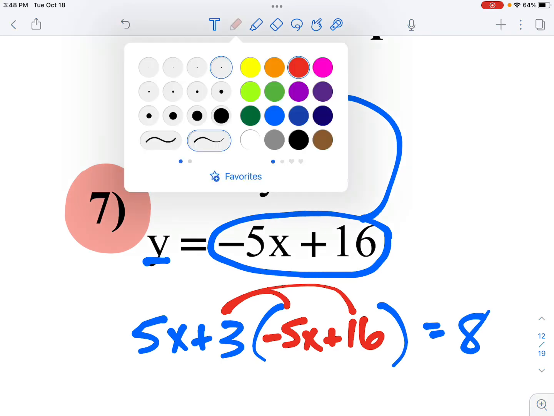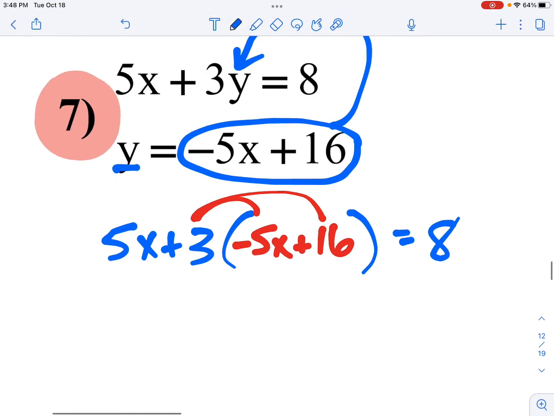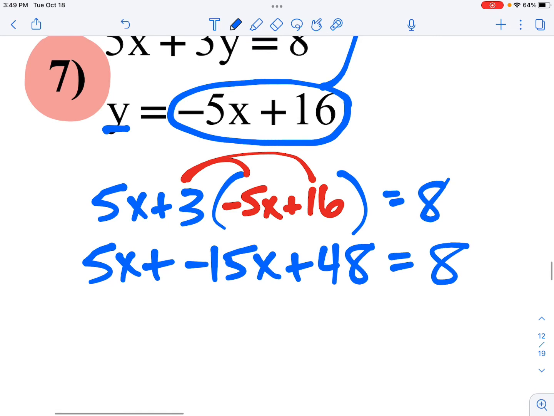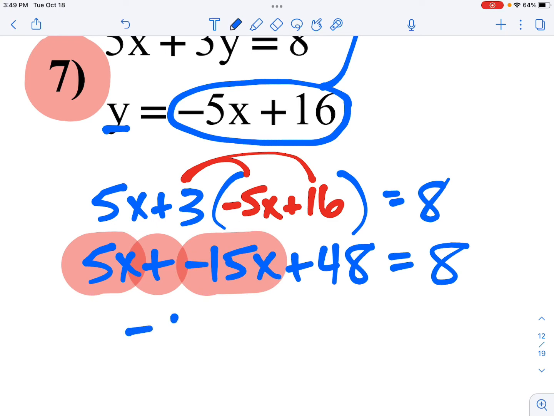That's why the parentheses are pretty important. So I have 5x plus, when I do 3 times negative 5x, I get negative 15x. And when I do 3 times 16, I get, oh boy, what is that, 48 equals 8. I'm going to combine my like terms. I have a positive 5x and a negative 15x, which makes a negative 10x.